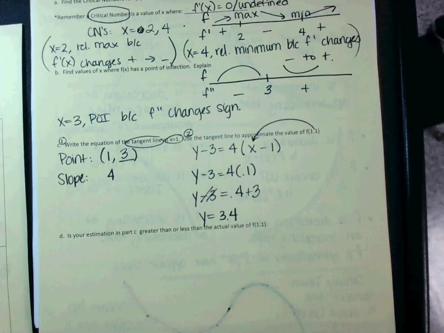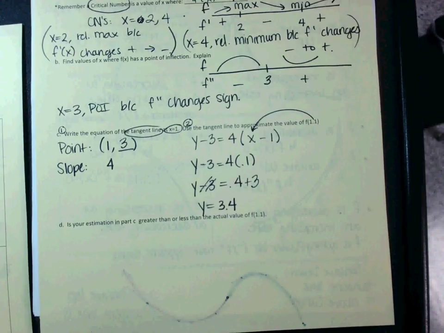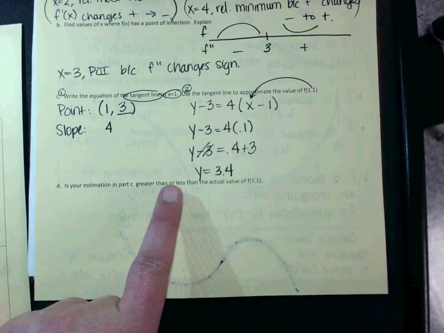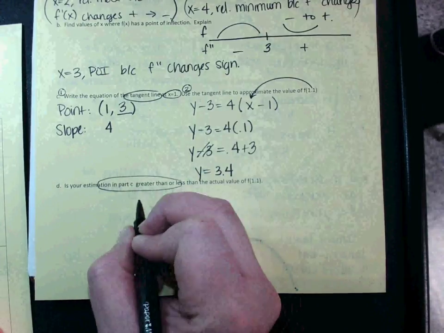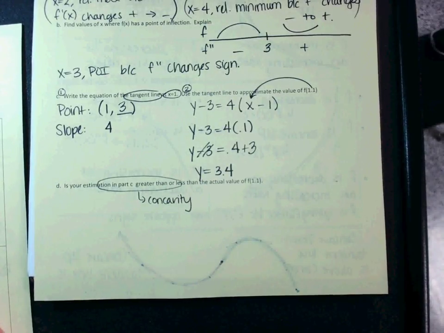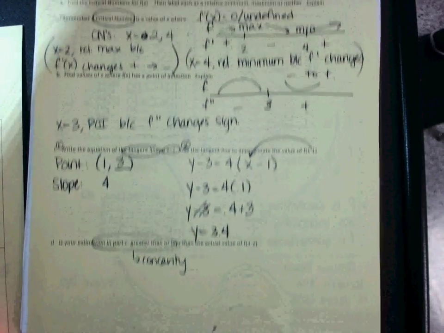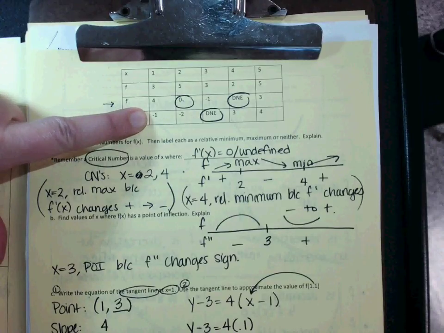Okay, so there's now one extra question that they can ask you now that we've talked about concavity. They can ask you if your tangent line, that's your estimation, is greater than or less than the actual value. What answers this question is concavity. So go back up to your chart. At 1, what is f double prime? Negative. That means my graph is what?